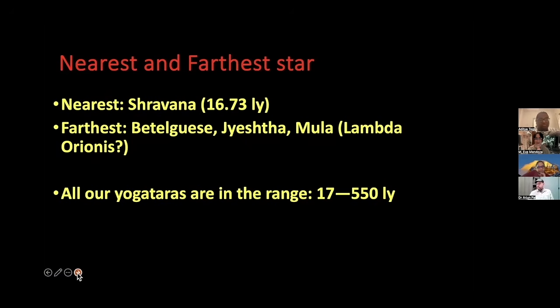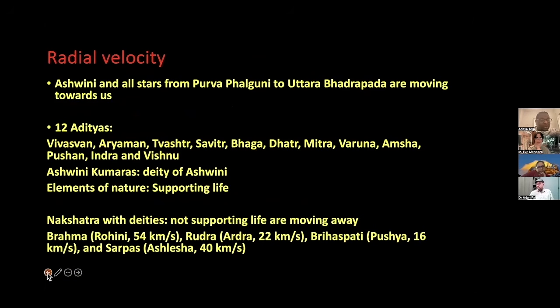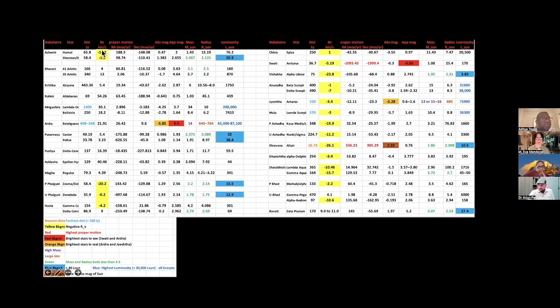Second thing we will go to is radial velocities. Now let's see about the radial velocity. In this table, the radial velocity is this column. I have marked all the negative radial velocities with this yellow background.